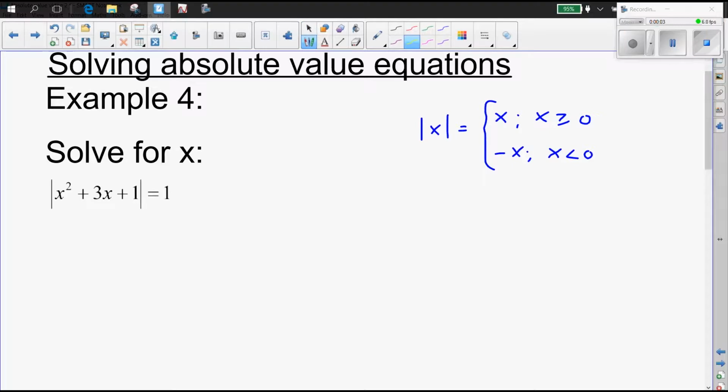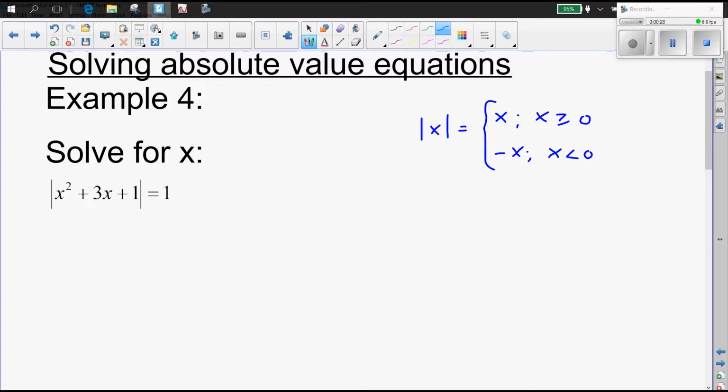Solving absolute value equations, example 4. In example 4, we have the quadratic equation: the absolute value of x squared plus 3x plus 1 must equal 1, and we need to solve this equation. With this equation, I am not going to find the restrictions because it's going to be too cumbersome. What I'm going to do is immediately solve this equation.